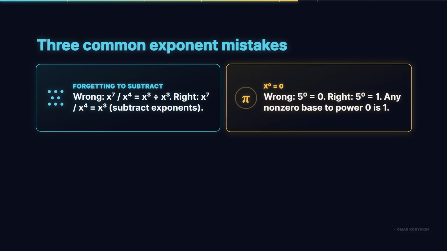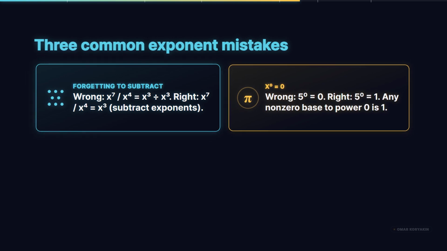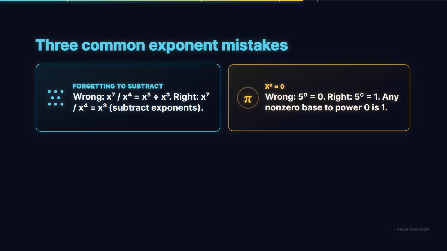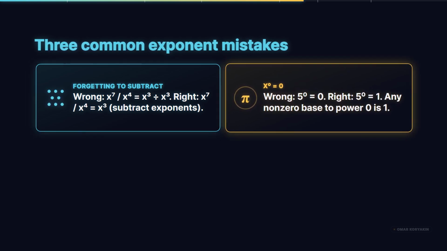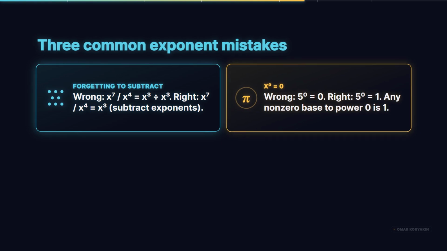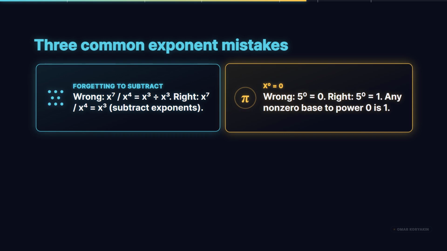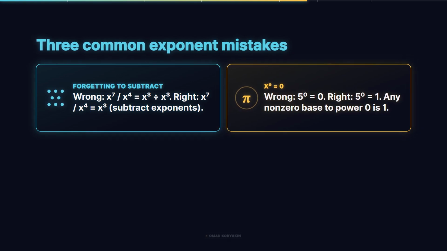Second mistake: a student writes that any base raised to the 0 power equals 0. They write 5 to the 0 equals 0 because of a vague feeling that 0 exponent should give 0. That is wrong. Any non-zero base raised to the 0 power equals 1, not 0. The proof comes from the quotient rule applied to a fraction whose top and bottom are equal.